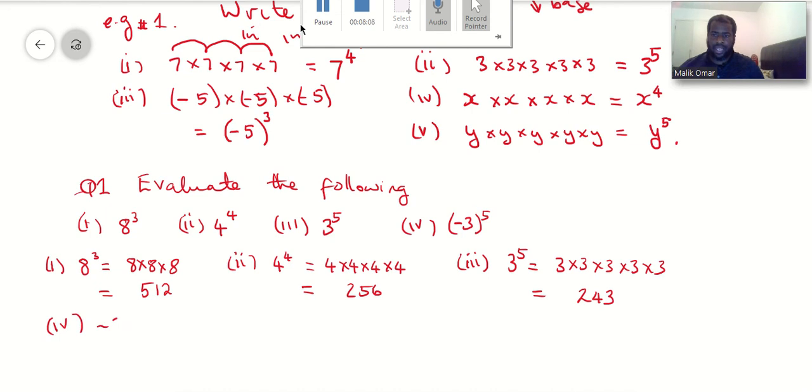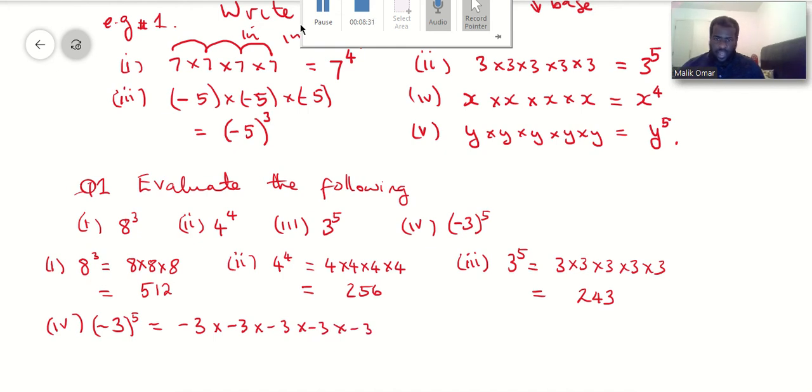Number 4, I thought I should do this so we can all see. We have minus 3 to the power of 5. If you write this in product form, this is minus 3, which is our base. How many times does minus 3 repeat itself? It repeats itself 5 times. So it's minus 3 times minus 3 times minus 3 times minus 3 times minus 3. Right.